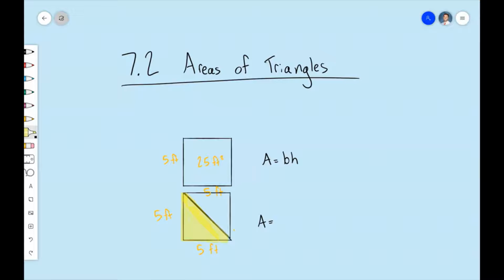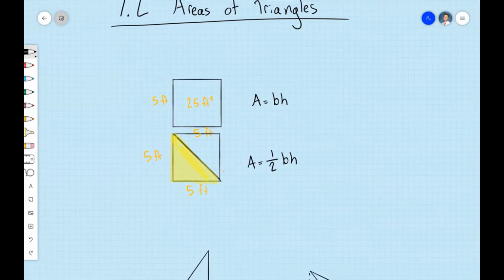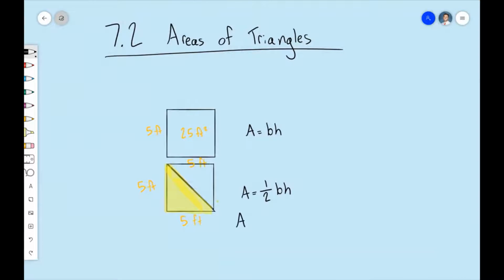So a formula that we could use to find the area of a triangle is just 1/2 of the base times the height. Because if we know that this square has an area of 25 square feet and that this triangle has half of that area, then it's just going to be 1/2 of your base times your height. So we can substitute these values: the area equals 1/2 times the base times the height.